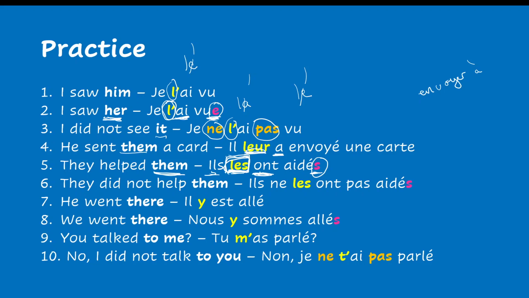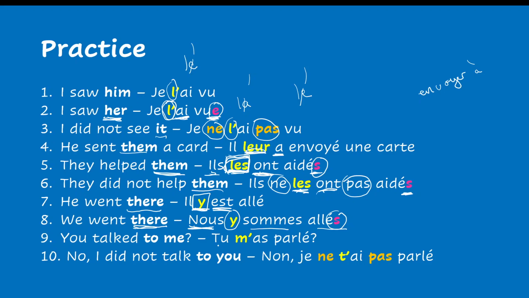They did not help them. Ils ne les ont pas aidés. So here we have les for them in front of the auxiliary and the negation around the auxiliary, and we also need to add that s here because of les in front of avoir. He went there. Il y est allé. You place the y in front of the auxiliary, être. We went there. Nous y sommes allés. You have an S here because you have a plural subject.